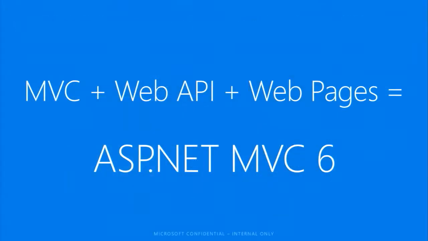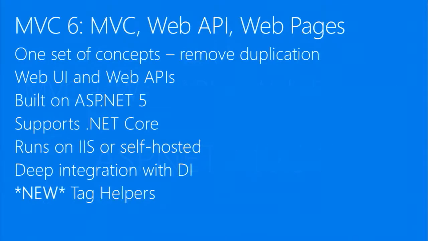So MVC 6 is designed to be a unification of MVC, Web API, and also, honestly, Web Pages as well. We haven't done that work yet. We do plan to do Web Pages in the future, but as a unified stack on top of this model. And that's what MVC 6 is really all about. So MVC 6: one set of concepts, one controller-based type, one filter pipeline, one way of doing DI, built on top of ASP.NET 5.